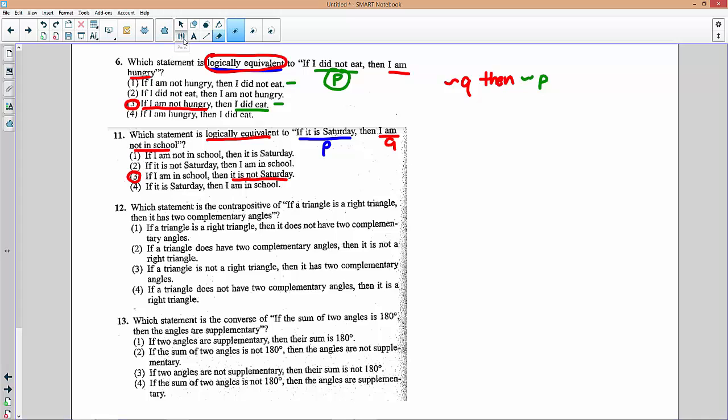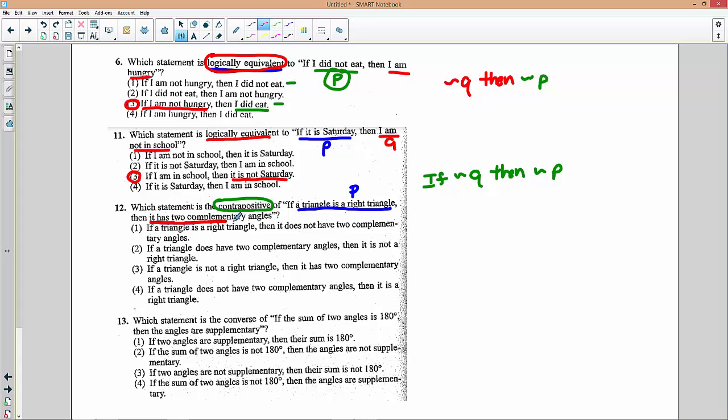Okay, let's take a look at number 12. Which statement is the contrapositive? Contrapositive. Okay, so that means if not Q, then not P, of this statement. So a triangle is a right triangle. That's our P. And it has 2 complementary angles is our Q.